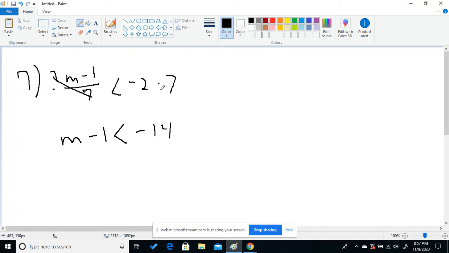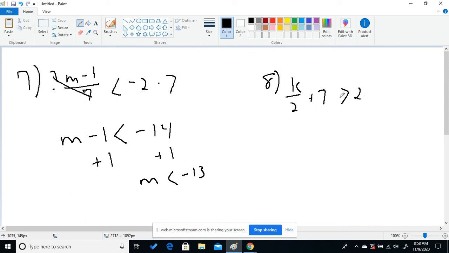Okay, so that's the first step. All you did was multiply by the denominator on both sides. So m minus 1 is less than negative 14. It's a one-step inequality. You just add 1 to both sides. m is going to be less than negative 13. Okay, two-step inequality right there. Then number 8, we have k over 2 plus 7 is greater than 2.